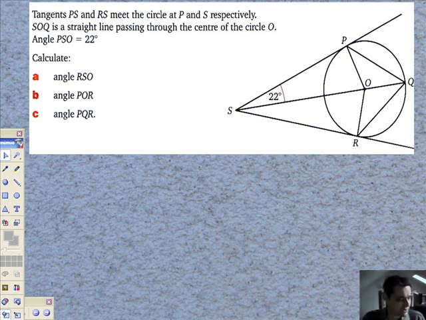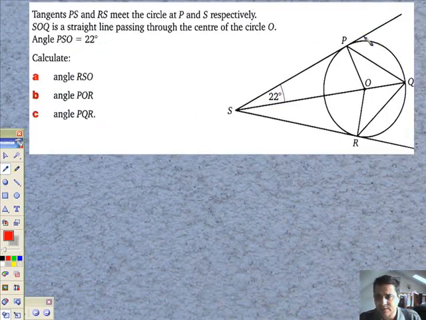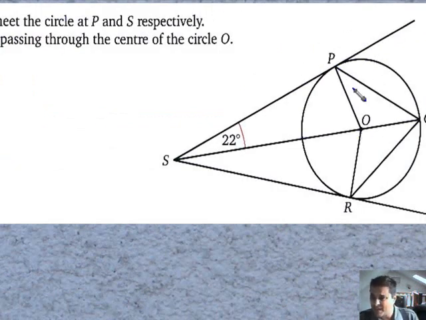Okay, this is 11.2, page 172, question 3. Paraphrasing: we have a couple of tangents, SP, touching the circle at that one point there. That is clearly a radius because it's passing through the centre O, so let's just put a 90 there. It could be useful.